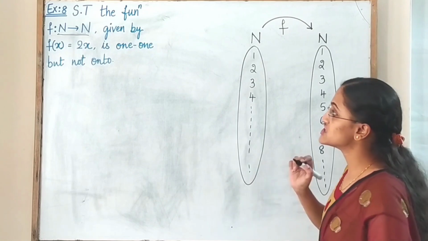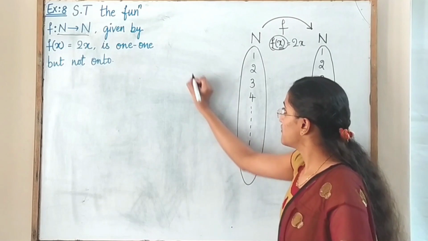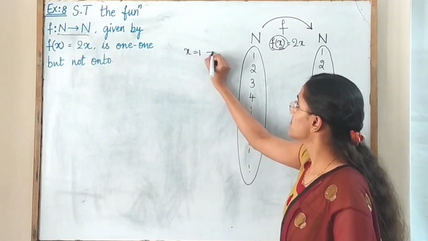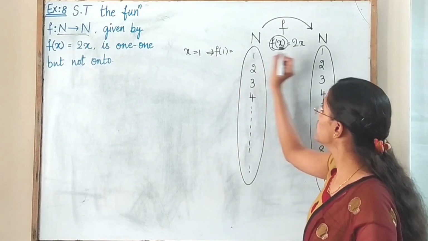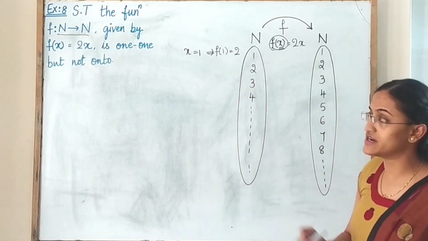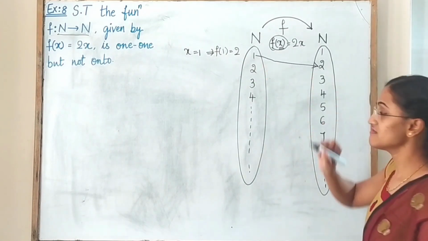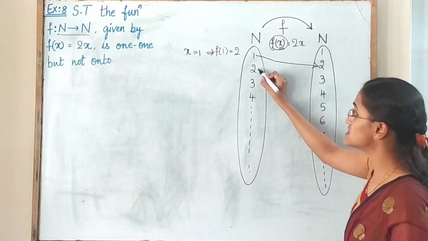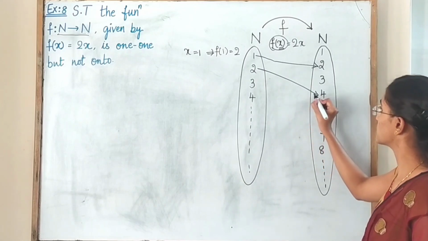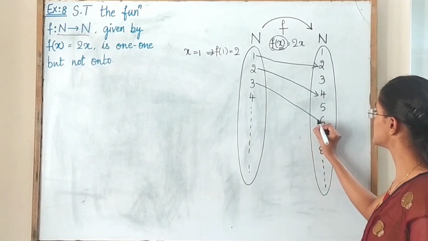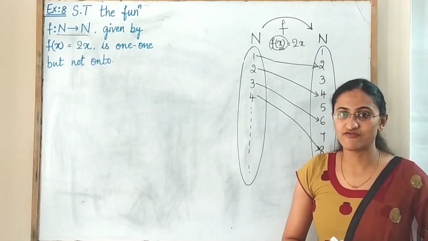Now, what is the function defined by? f of x is given by 2x. If I am putting x is equal to 1, according to the definition, f of 1 will be equal to 2 into 1, which will be equal to 2 itself. Therefore, I am mapping 1 to 2. This is our first map. Then if I am putting 2, according to the same definition, 2 into 2, you will map to 4. Then 3 twos are 6, 4 to 8.